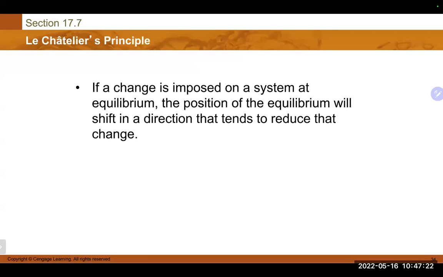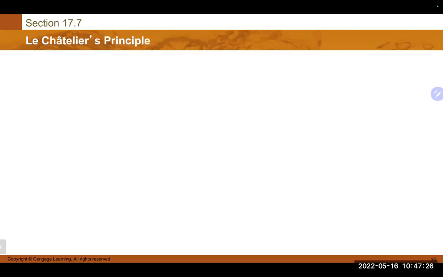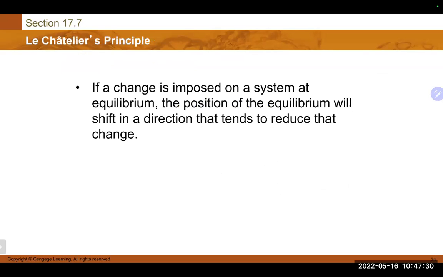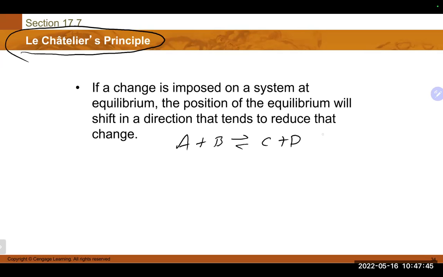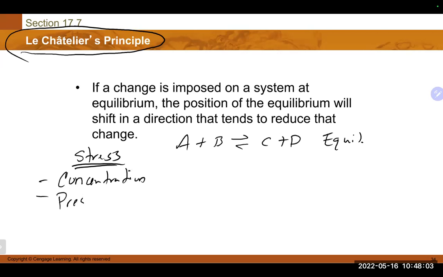Now, if a change is imposed on a system at equilibrium, the position of the equilibrium will definitely change. And this is basically Le Chatelier's principle, which we did some work on last experiment. As I mentioned last time during lab, this is really a situation where you have a system that has reached equilibrium, and what you do to it is add some type of stress to it. Adding a stress could be something to do with the concentration, the pressure or volume, or the temperature. So these are common stresses that you could do, maybe a catalyst. Not too much of a stress, but it could be a catalyst.